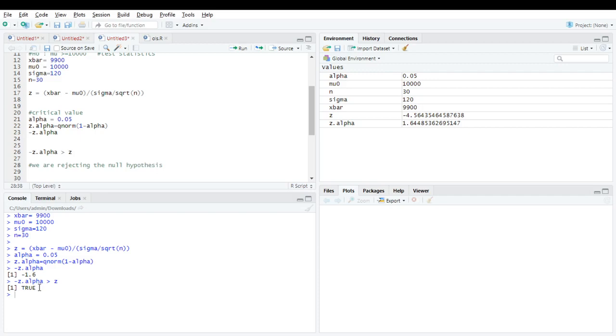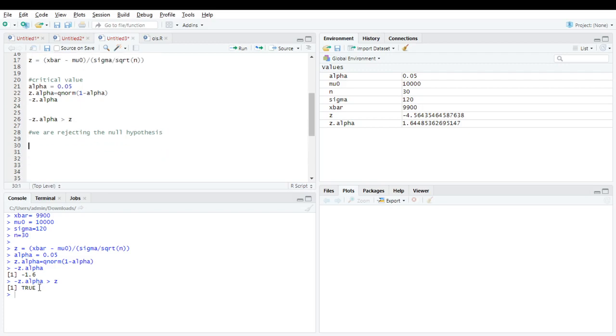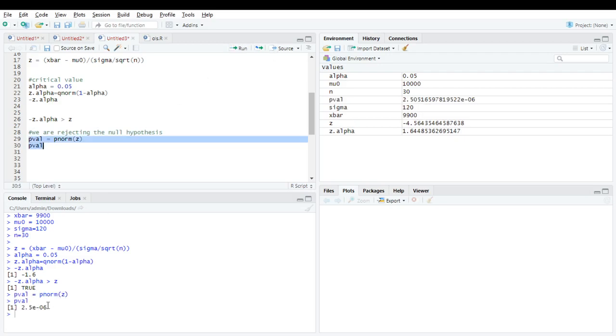Okay, so how can you solve this problem in an alternative way without doing much fuss? You just have to calculate the p value, which is pnorm, and you pass the z value here. Okay, this will do the trick. And if you just type your p value, you know for acceptance your p value has to be greater than or equal to 5%, and you see it's very less than that. The same thing in a very short form.